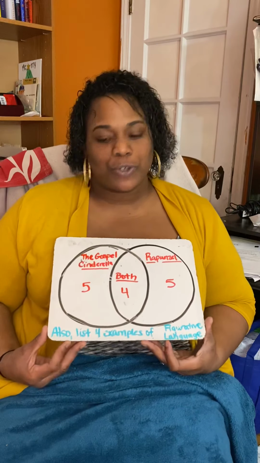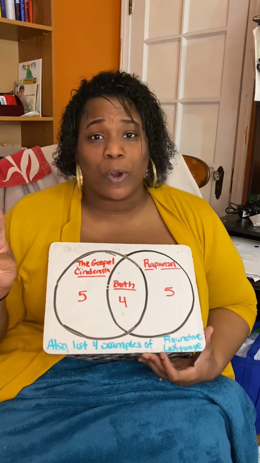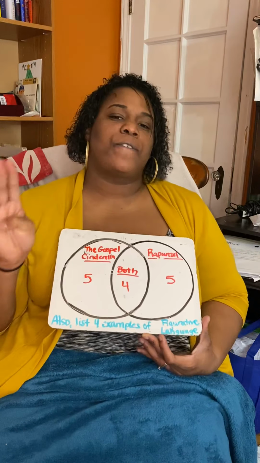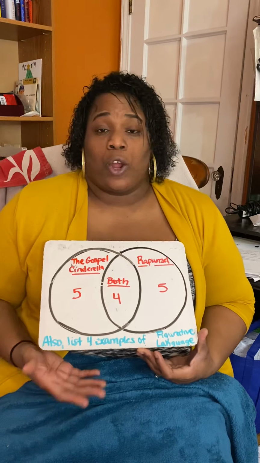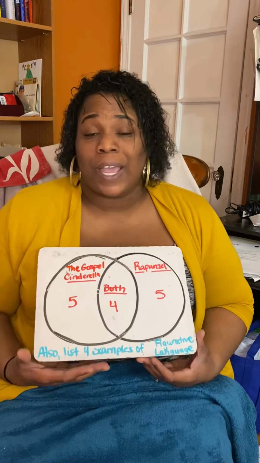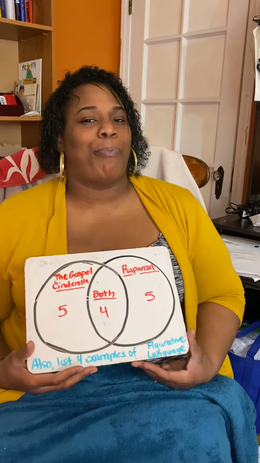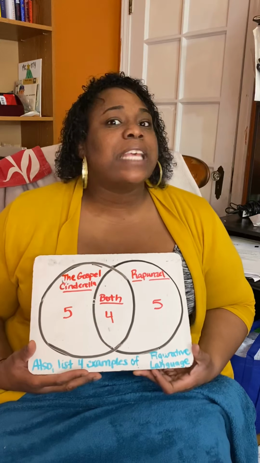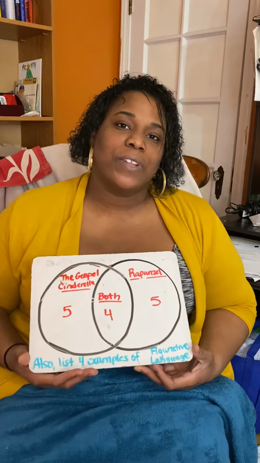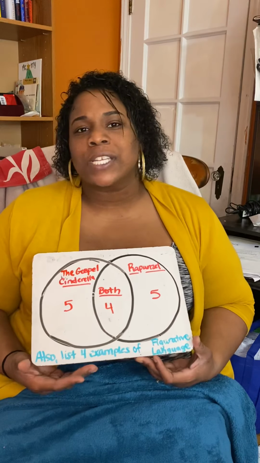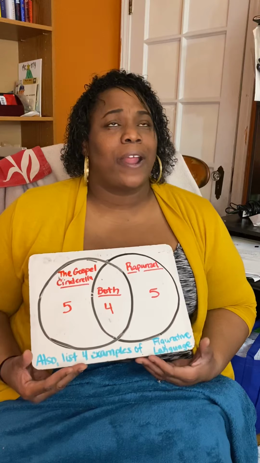And then also what you are going to do is you're going to list 4 examples, only 4, and there's way more than 4. 4 examples of figurative language that you saw. They can all come from Rapunzel. All 4 examples can come from the Gospel Cinderella. Or you could take a couple examples from both, because both stories had several examples of different figurative language. So similes, metaphors, onomatopoeia, hyperboles. What else is there? Idioms.